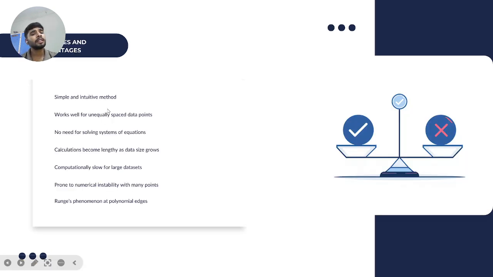The advantages of Lagrange's interpolation are that it is a simple and intuitive method, works well for unequally spaced data points, and there is no need for solving a system of equations. The disadvantages are that calculations become lengthy as the size grows, it is computationally slow for large data sets, and prone to numerical instability with many points. Runge's phenomenon also appears at the polynomial edges.